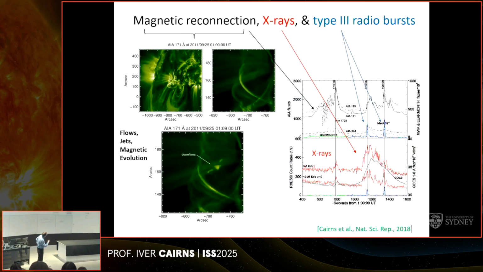We also see X-rays at different times, and it turns out radio waves, which is one of my loves since I was a PhD student. So let's just see whether we can get this to work. I think what we can see, you're seeing some of the outflow here. Is it being obvious over here?